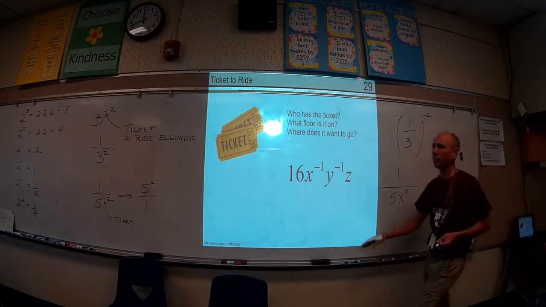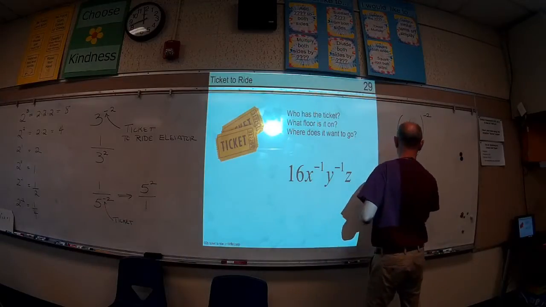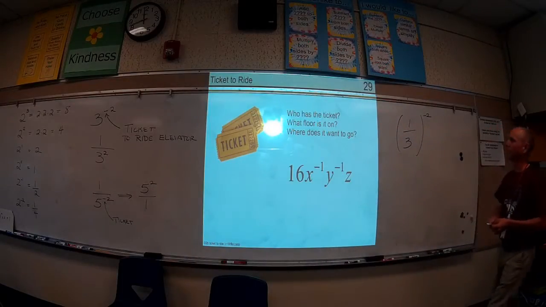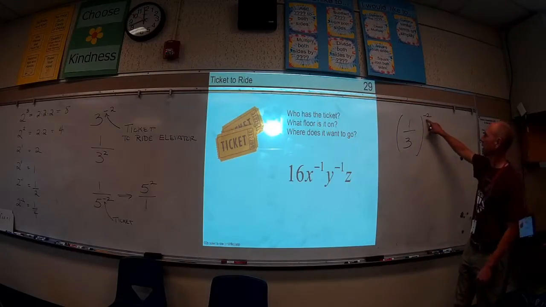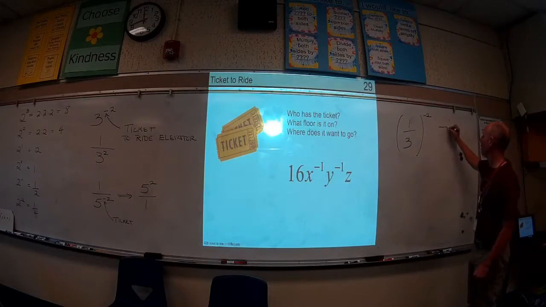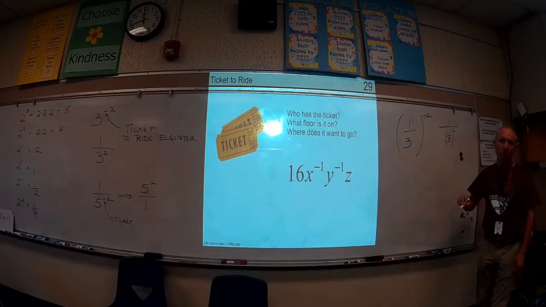What do you think the 1 is going to do? It's going to go down. What's the 3 going to do? Go up. This just flips it over. This is a ticket that technically does this. It goes 1 over 1/3, like that.